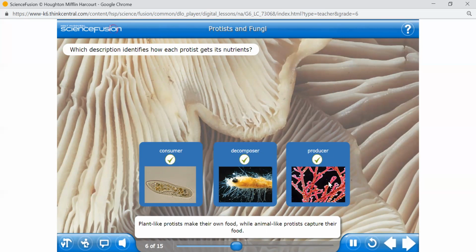Plant-like protists make their own food, while animal-like protists capture their food. Fungus-like protists absorb nutrients from their surroundings and can serve as decomposers, breaking down dead organisms.